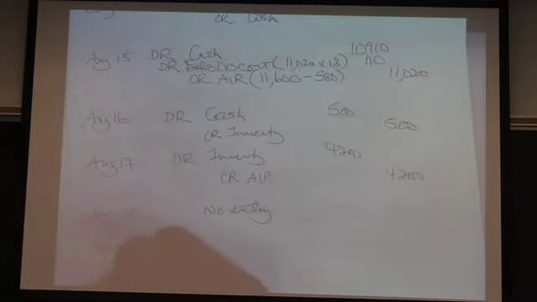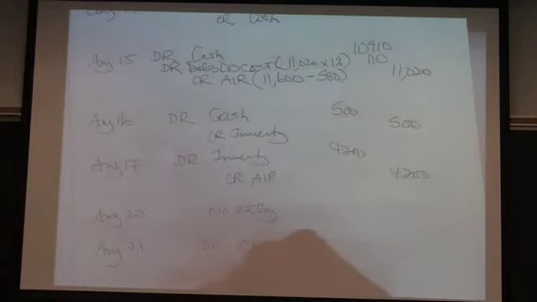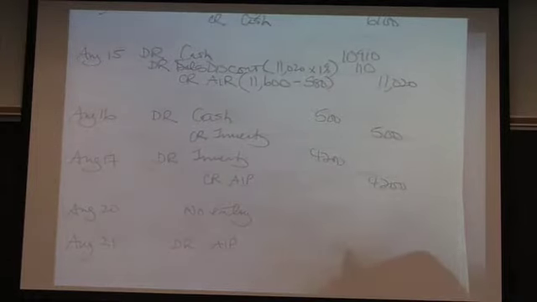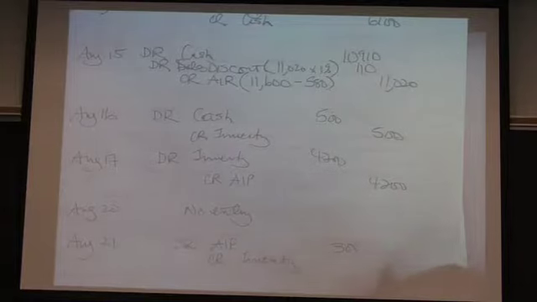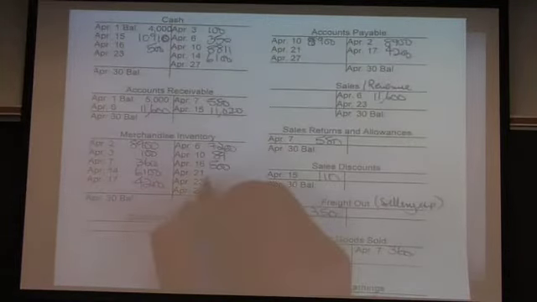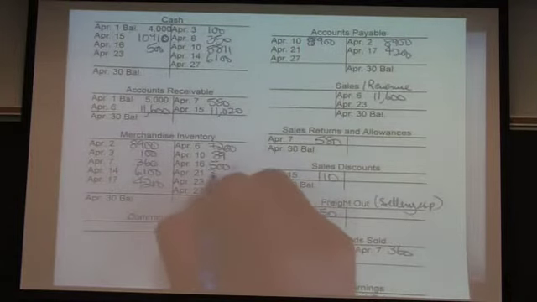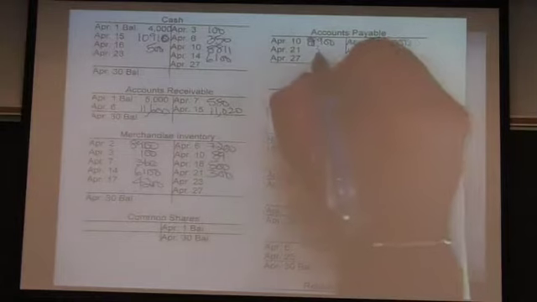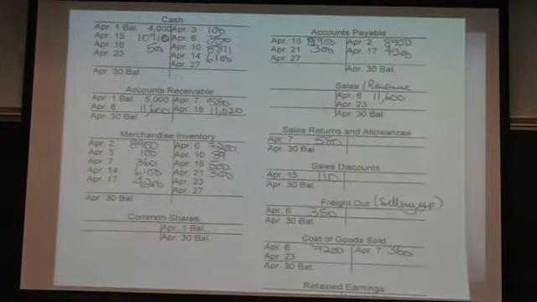So August 21st, we're going to debit accounts payable because we returned, so we no longer owe it, and credit inventory. Again, let's post that. So on the 21st, we're going to credit $300 in inventory and debit accounts payable $300.